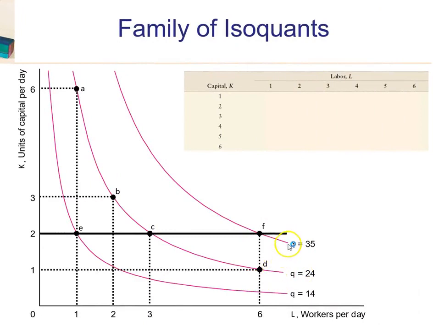So these are different isoquants. Isoquants here never intersect. There's an infinite number of different isoquants. The further you get from the origin, the larger the output the isoquant represents. So this is a family of isoquants that have a downward slope.